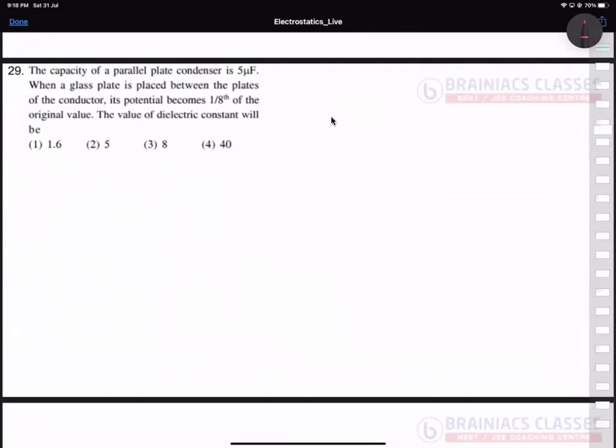Capacity of a parallel plate capacitor is 5 microfarad. So one capacitor value is given, which is equal to 5 microfarad. When a glass plate is placed between the plates of the capacitor, its potential becomes 1/8. So initially the capacitor structure is like this. This is the initial capacitor structure. So whose value will be equal to how much? 4 microfarad.